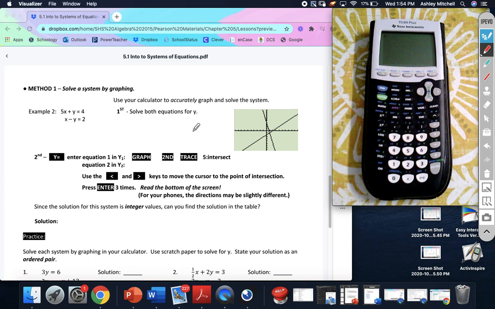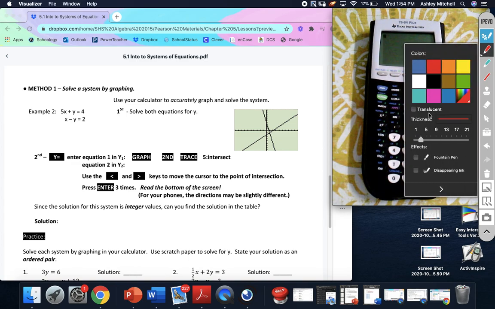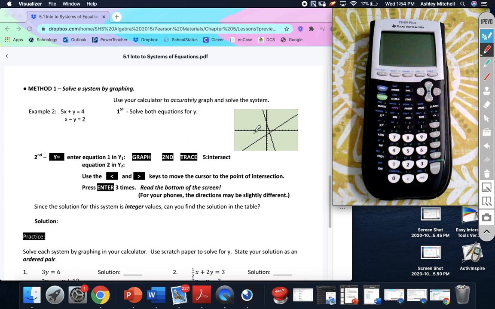So before we can graph and put this in our calculator, we need to solve both equations for y. So let me make it a little bit smaller. Sorry for the change in screen. I needed to pull up a calculator, and it won't let me have a full screen.